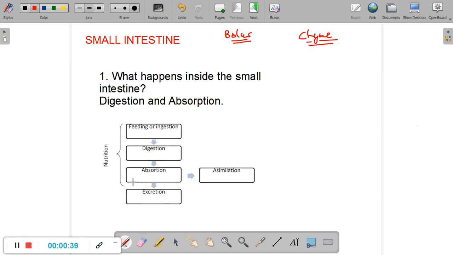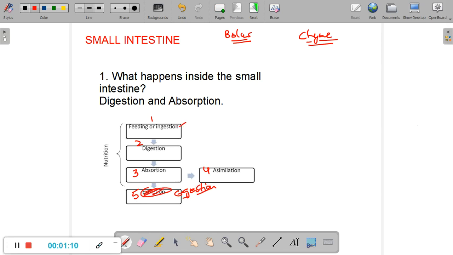Now, very rapidly, let's do a very little revision of what we've done so far. The process of nutrition in human beings is divided into 5 steps. Number 1 is ingestion, number 2 is digestion, third is absorption, fourth is assimilation, and fifth is egestion. This term here is wrong. It's not excretion, it is something else. It is called egestion. So it's not excretion, it's egestion. So there are these 5 stages involved in nutrition in human beings.